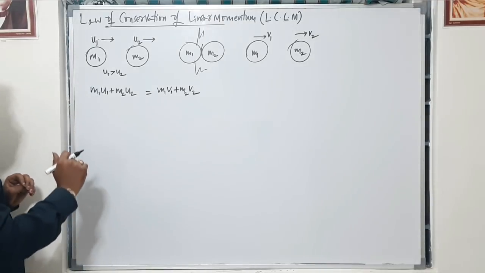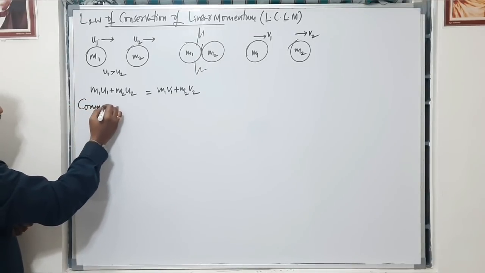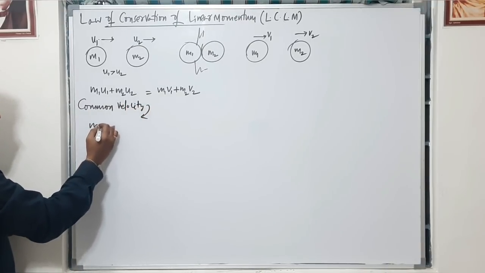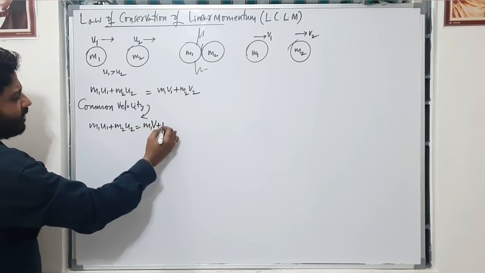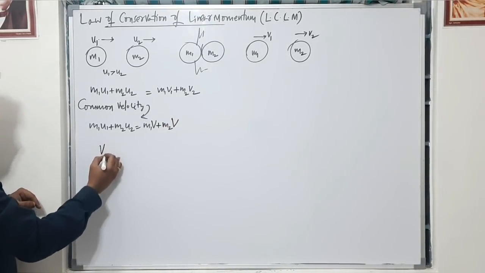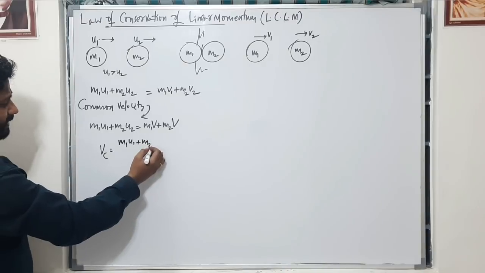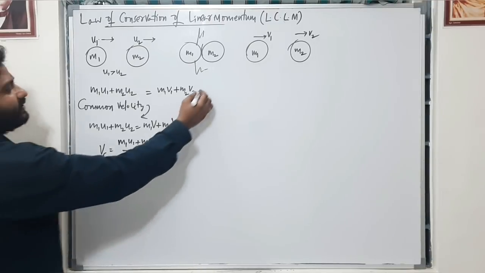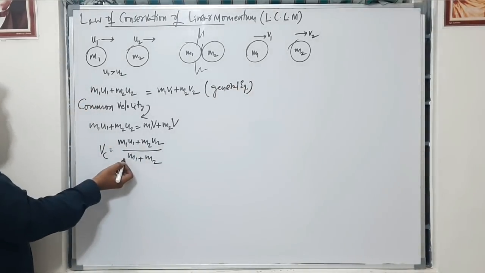After that, the common velocity situation we had discussed. When you come to the concept of common velocity, m1u1 plus m2u2 is equal to m1v plus m2v. That's a common velocity. Clear? From here, common velocity vc is equal to m1u1 plus m2u2 divided by m1 plus m2. So this is the general equation, and it's a common velocity equation.